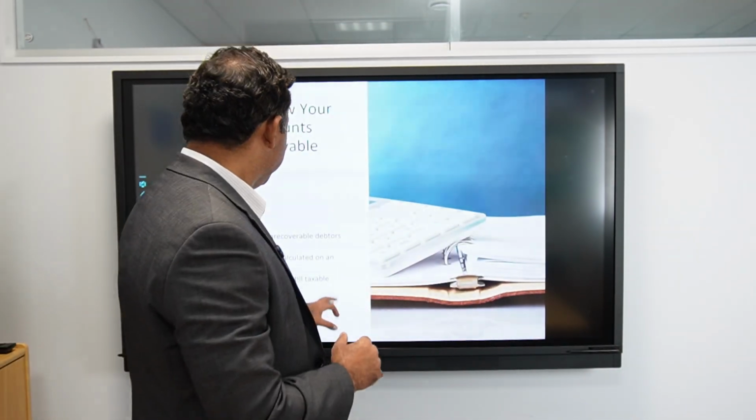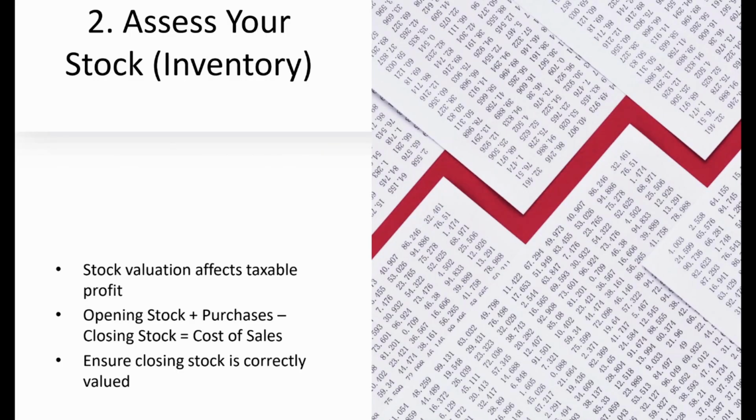The second thing is assess your stock. I'm talking about closing stock. It's a balance sheet item. It goes under assets, under the header current assets, as stock in hand. The accounting formula is opening stock plus purchases less closing stock. So the level of stock that you have in hand determines the cost of goods sold.